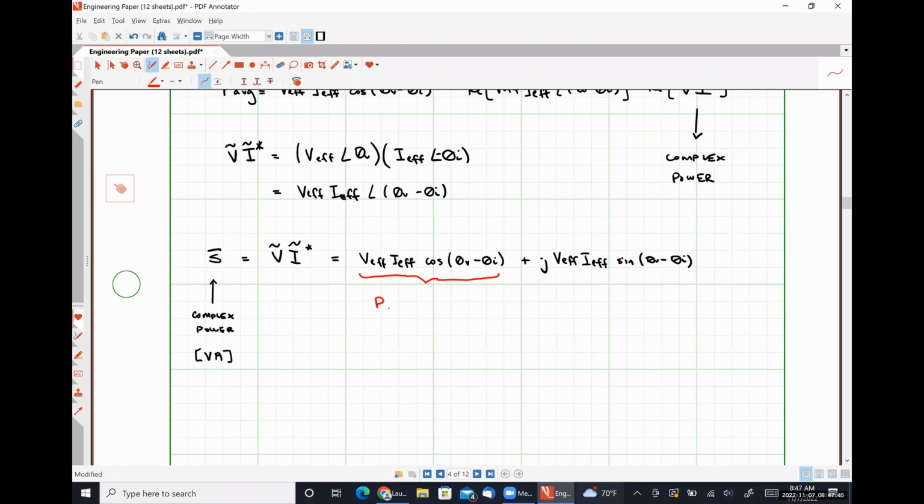So this is P average, which is the average power, and it is measured in watts. The average power represents the portion of the complex power that is capable of performing work on a load. Okay, so this is what effectively gets converted to heat in electromechanical systems.